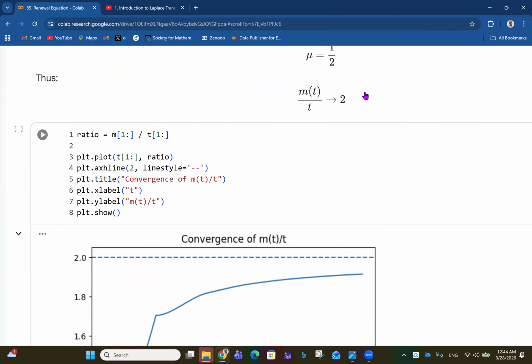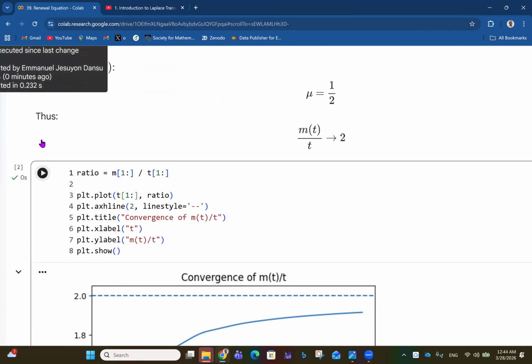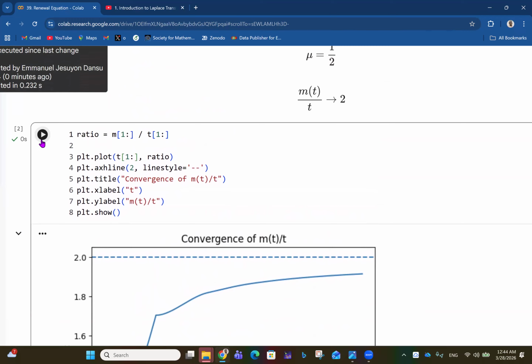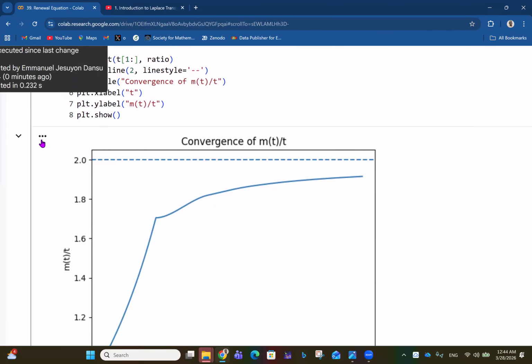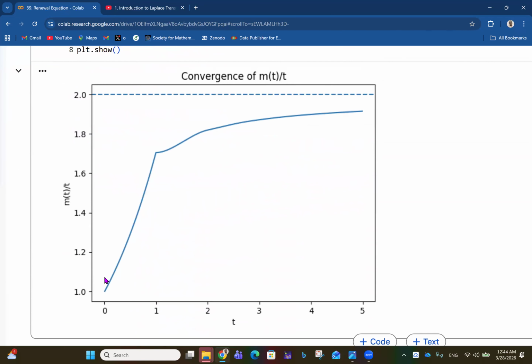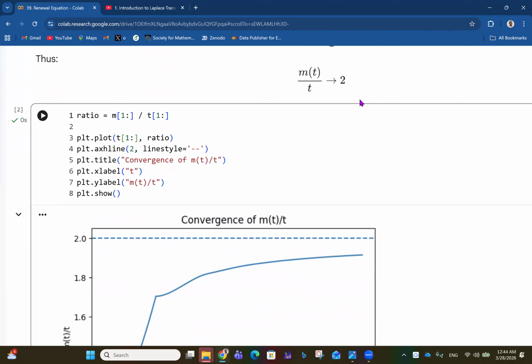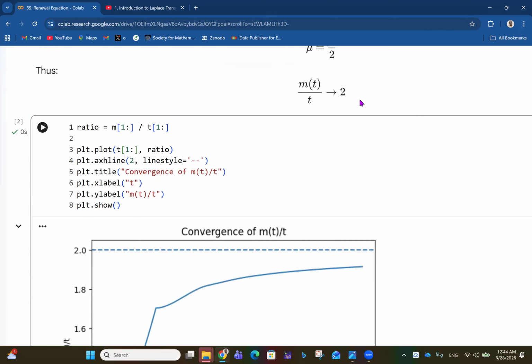So m starting from 1 to infinity and t starting from 1 to infinity. And then we try to do the plot, right? So we are plotting t of 1 against this ratio of the two. And if you do that, you discover that this one that is supposed to be 1 over 2, right? So you see that as time passes, the ratio of m of t over t is moving closer and closer to 2.0 like that. And that is the concept of the renewal theorem.